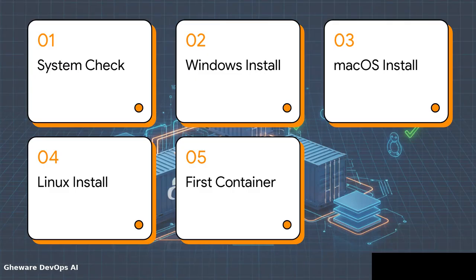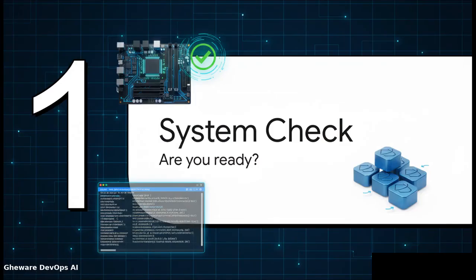So, here's the plan. First, we'll do a quick pre-flight check to make sure your system is ready to roll. Then, we'll dive into the specific installation for Windows, then Mac OS, and finally for Ubuntu Linux. And to wrap it all up, we'll get to that magic moment, running your first container, just to prove everything works perfectly.